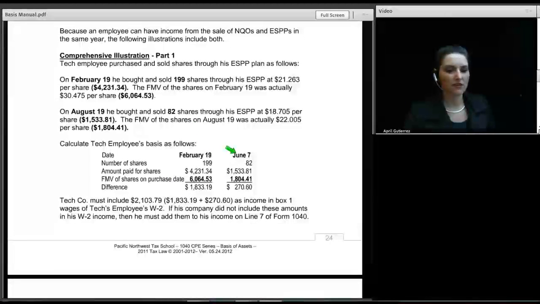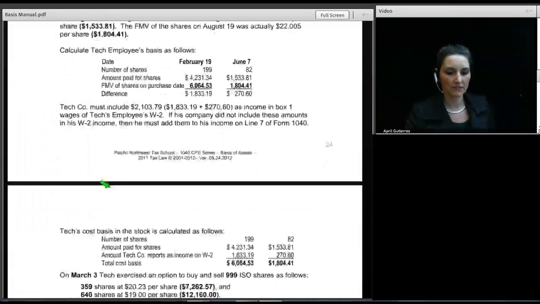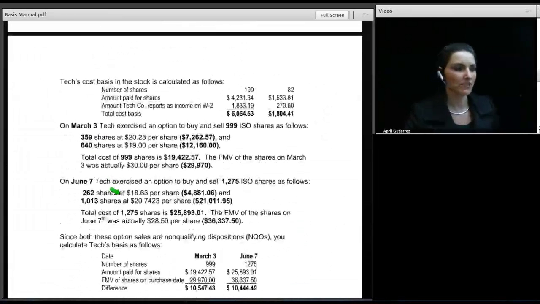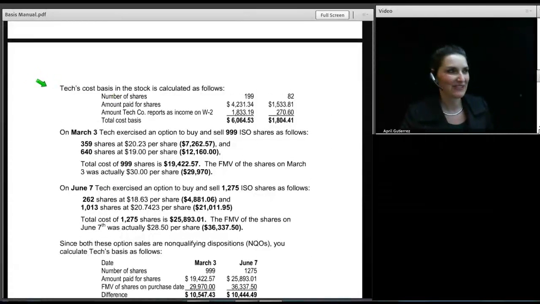Actually, it's supposed to be August 19. I don't know where June 7 came from. There's too many dates on here. Obviously, I've got a few things in my manual I need to fix. I stare at it till I'm blue in the face, but it's hard to catch those things.